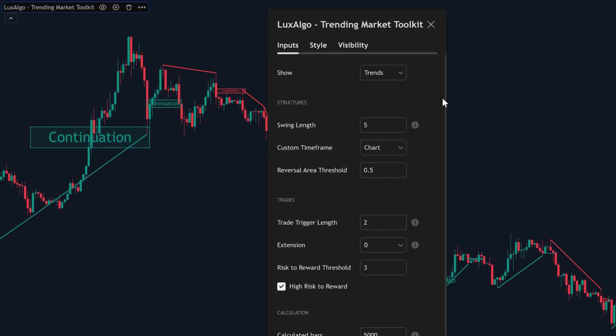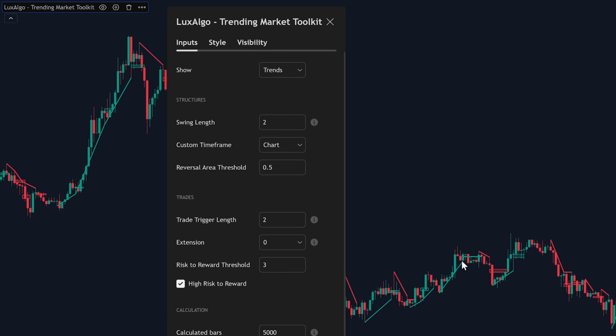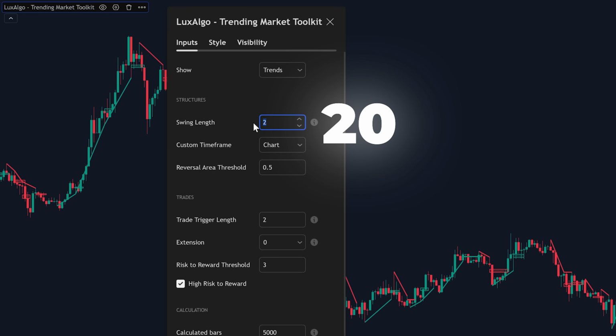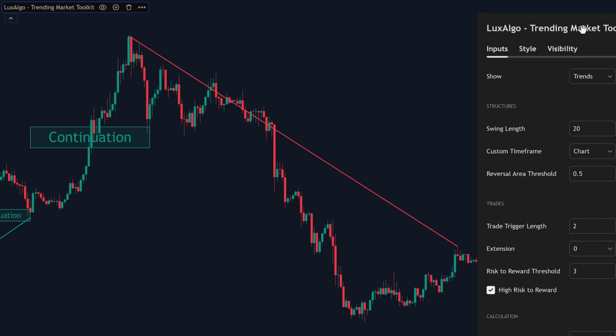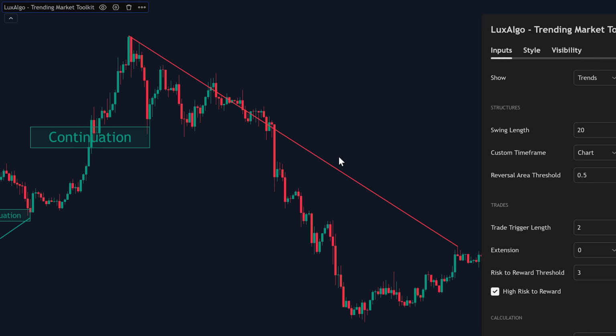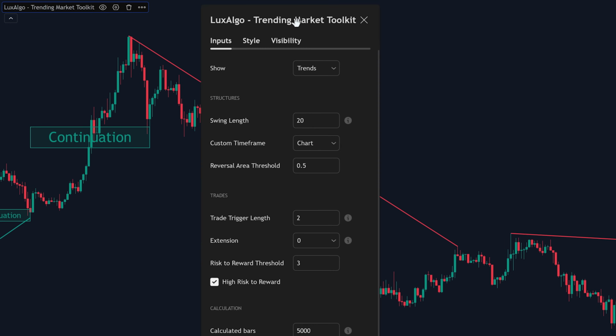Next, let's talk about swing length. This setting controls how many candles are needed to confirm a swing high or swing low. If you set swing length to 2, the indicator will mark swings more often, but some may be less reliable. So, let's change it from 2 to 20. With a swing length of 20, the indicator waits for about 20 candles before deciding a swing has occurred. This means you'll see fewer swings, which helps reduce false signals.